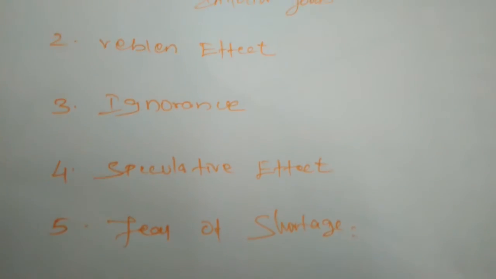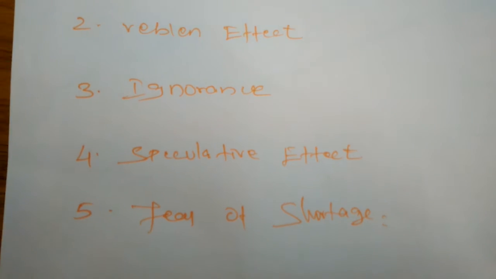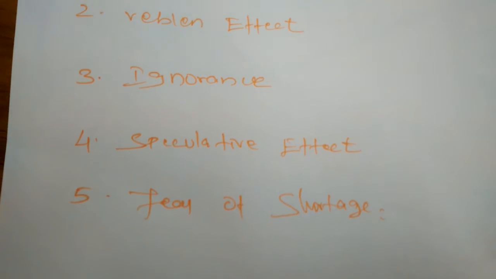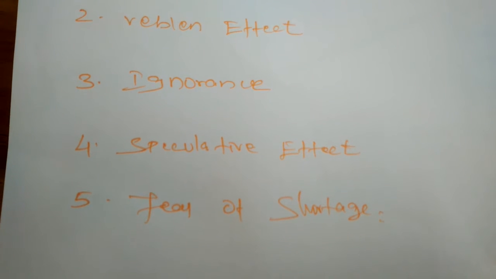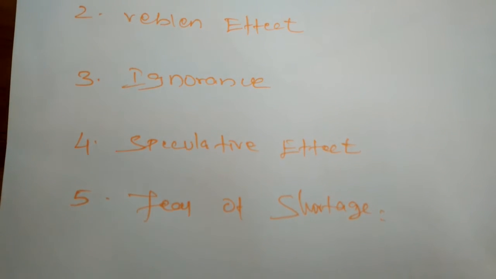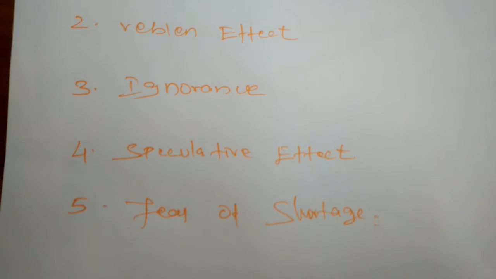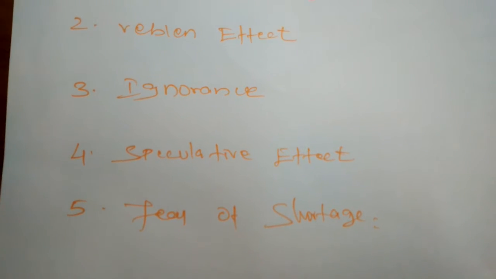Next, ignorance. Sometimes the quality of a commodity is judged by its price, and consumers think that the product is superior if the price is high. As such, they buy more at higher prices.